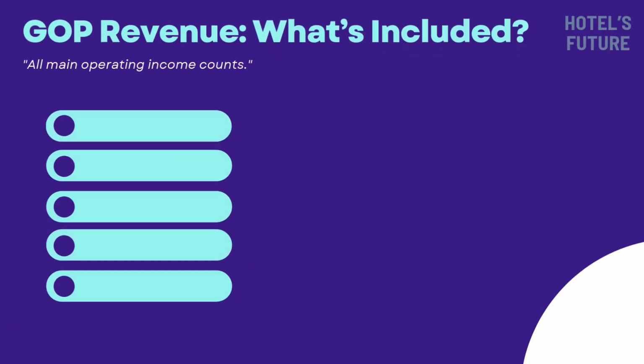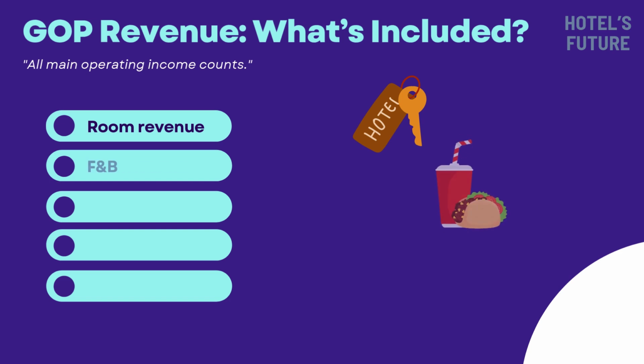When we talk about total revenue for GOP, we mean all the money your hotel brings in from its main operations. This includes room revenue. This is all the income from selling guest rooms. Remember, we exclude taxes and service charges here. Food and beverage revenue. This covers everything from your restaurants, bars, banquets, and even room service.